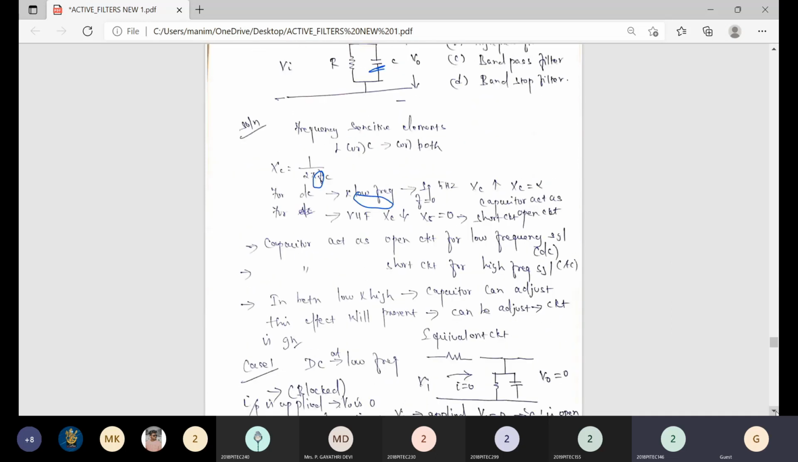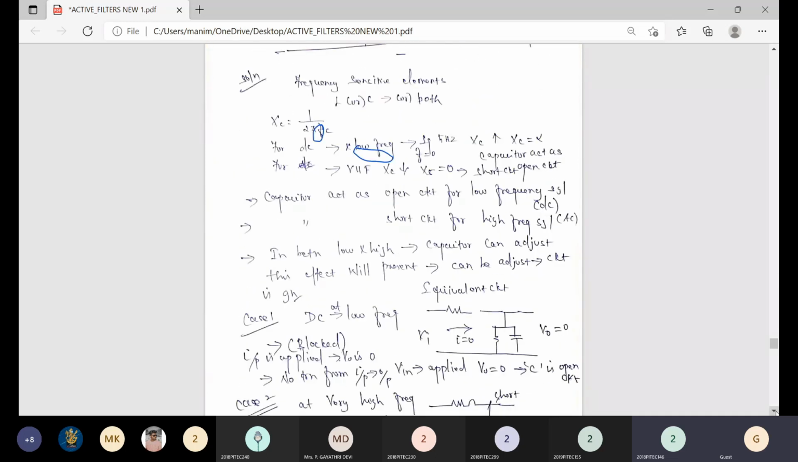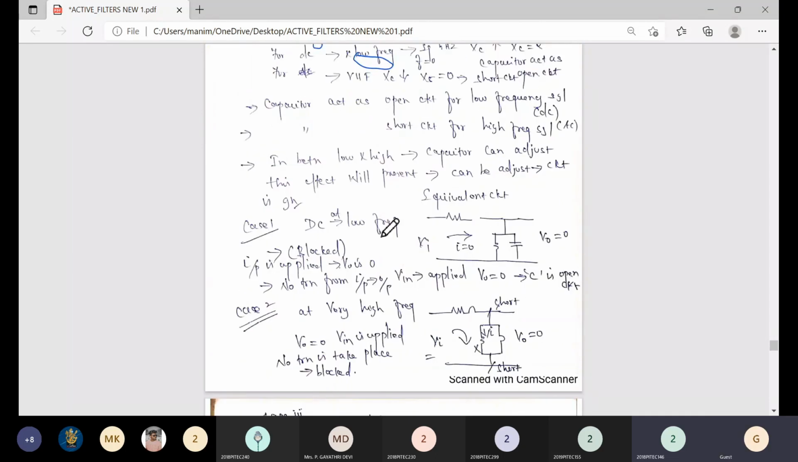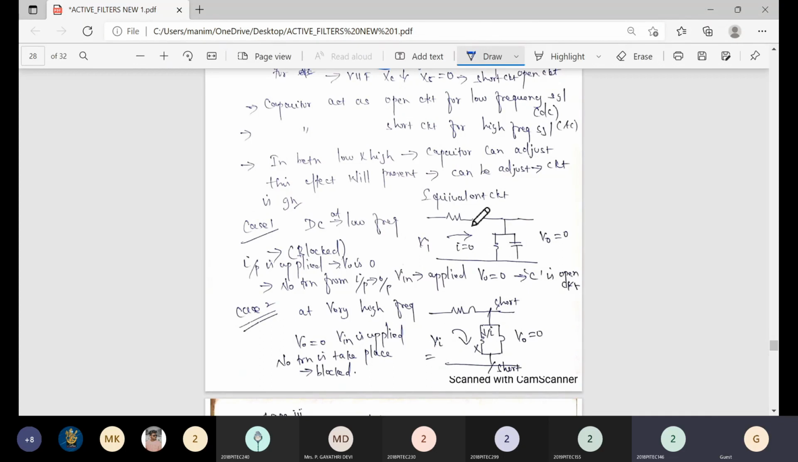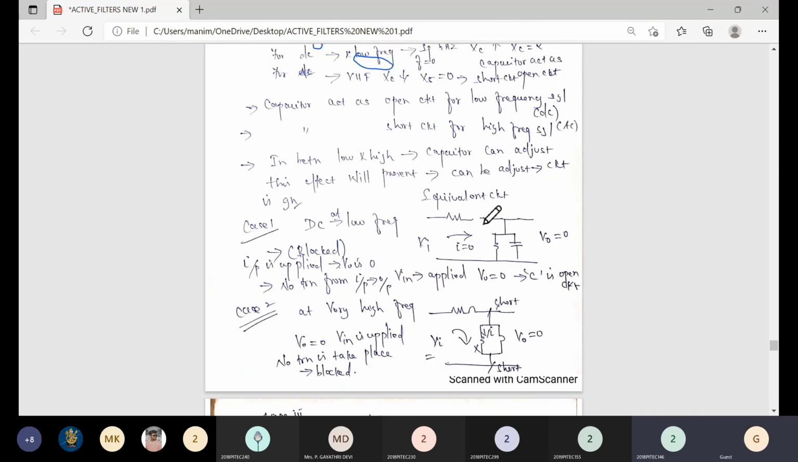Just redraw the circuit for these two cases. The first one is at low frequency, where the capacitor is an open circuit. So we draw the equivalent circuit again. Okay, so this is the open circuit.